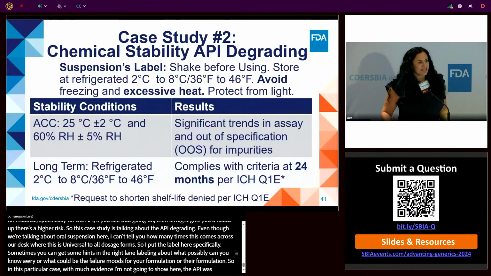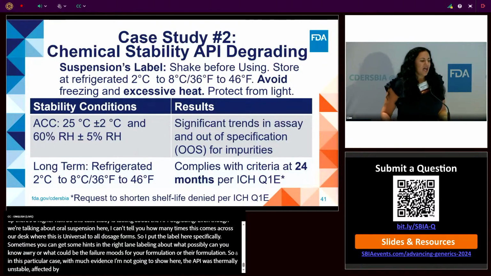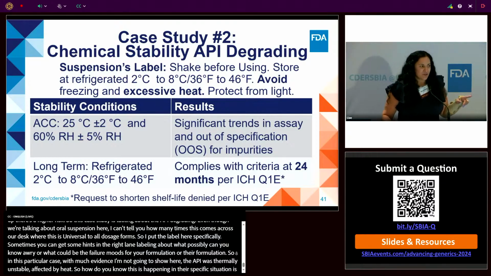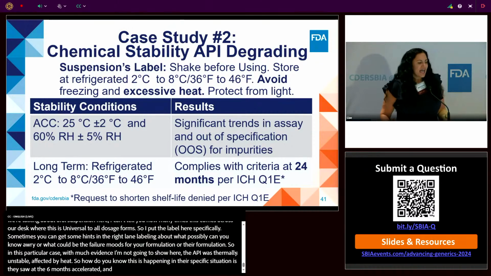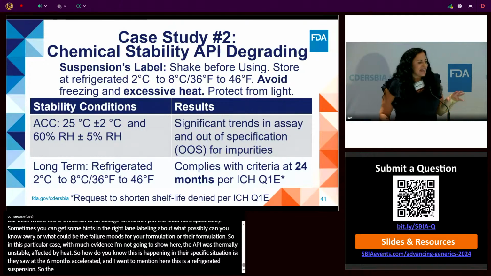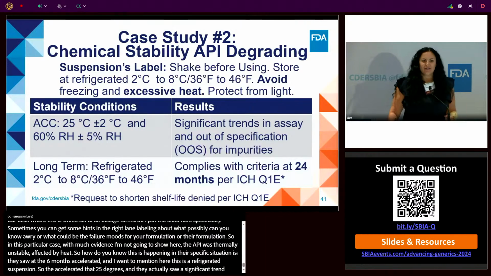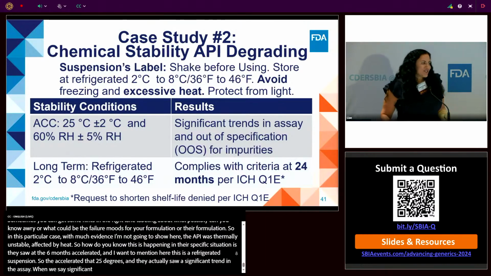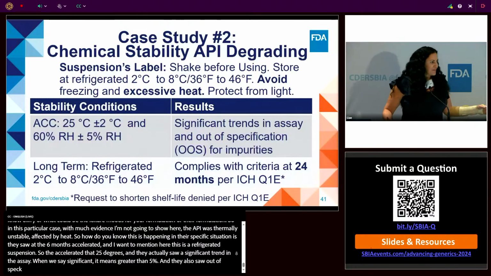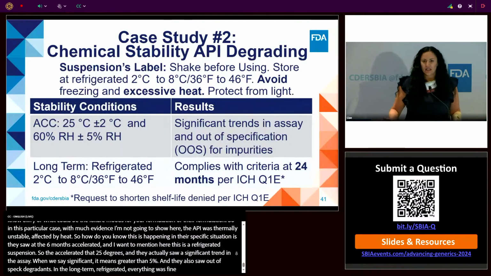So when you look at the stability conditions, how they knew that this was happening in their specific situation is that they saw at the 6-month accelerated, and I want to mention here, this is a refrigerated suspension, and so the accelerated is at 25 degrees, they actually saw a significant trend in the assay. And when we say significant, it means greater than 5%. And they also saw out-of-spec degradants. In the long term, the refrigerated, everything was fine. It complied with all the criteria.